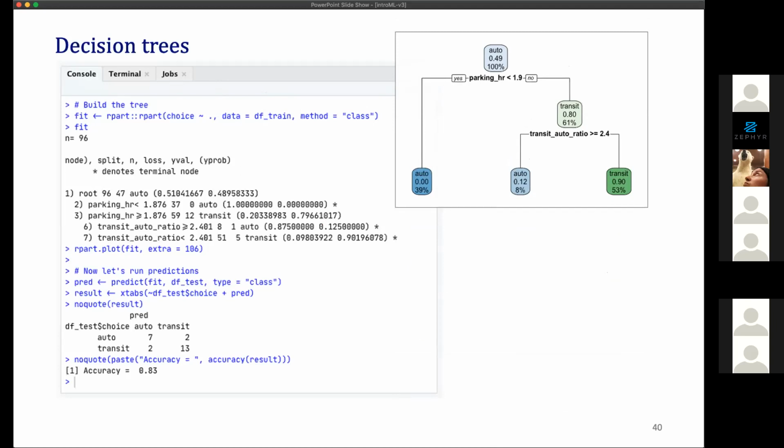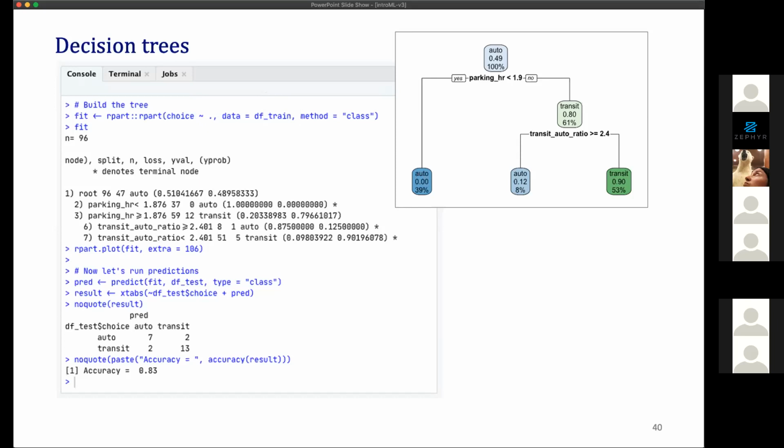So in this case, when I built this tree, it said, well, if the parking cost per hour is less than $1.90, you're going to take auto. But if it's greater than or equal to $1.90, you're more likely to take transit. But let's break that down further and say, well, if that transit to auto ratio is greater than 2.4, I'm going to take transit. And if it's less than that, I'll probably drive. And you saw that in the decision space earlier.